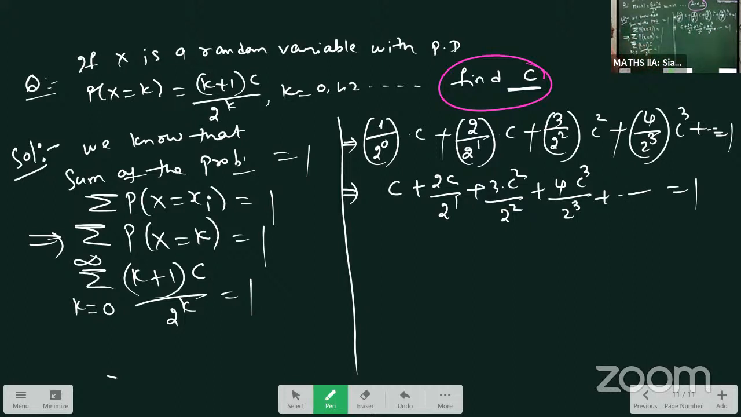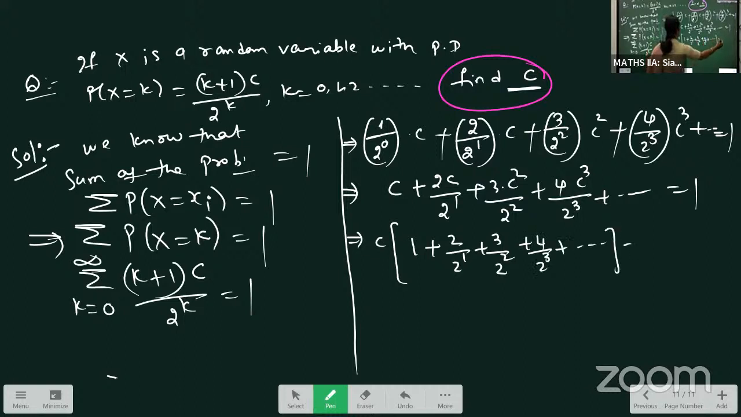Any common? We can take C common. If you take C common, we will be getting 1 plus 2 by 2 power 1 plus 3 by 2 square plus 4 by 2 cube plus so on is equals to 1.